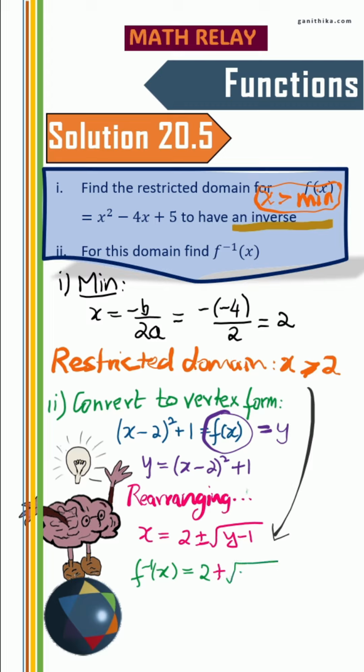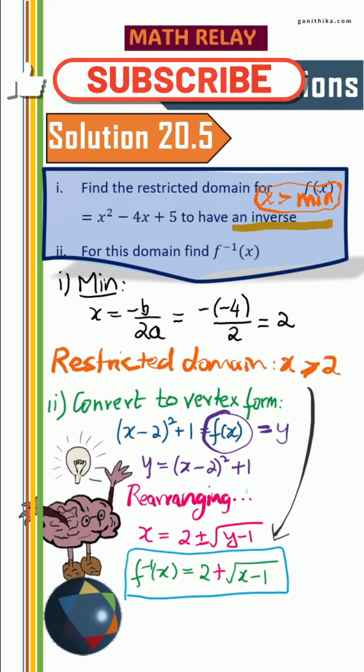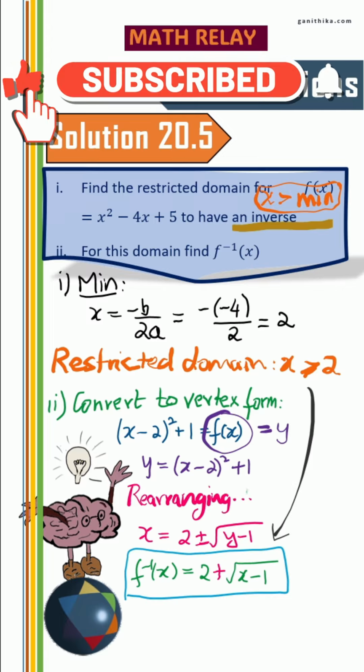And then x and y will be swapped. So y minus 1 becomes x minus 1, and y will be in terms of x now. f inverse of x is equal to 2 plus the square root of x minus 1. If you have given the answer as 2 plus or minus, it's wrong. You have to specify that it has to be 2 plus only.